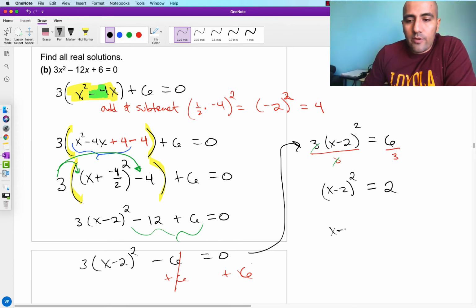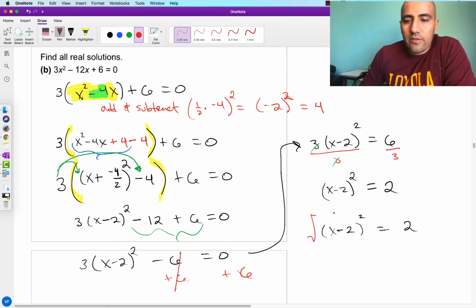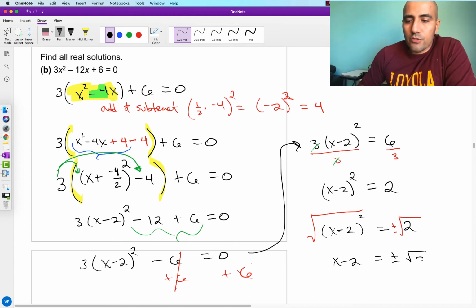We can take the square root of both sides. x minus 2 squared equals 2, which means I can take the square root of this side, plus or minus the square root of that side. Almost there. We end up with x minus 2 equals plus or minus root 2. Again, we can use our calculator to get an approximation, but we can just leave it like that. And now we add 2 to both sides, and that leads us to our final answer. x equals 2 plus or minus root 2.